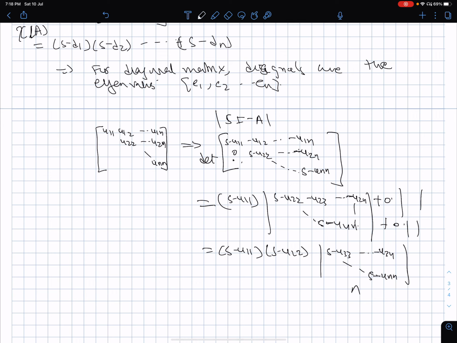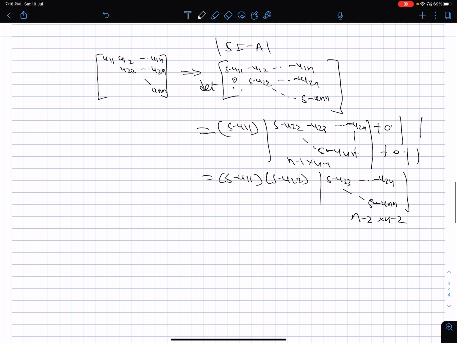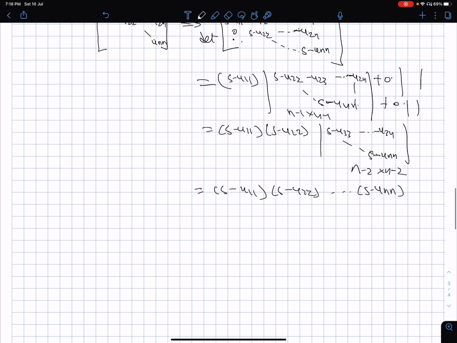Now the first time this was calculated as an n minus 1 into n minus 1 matrix. Now you will get this as an n minus 2 into n minus 2 matrix. And so if you keep doing this, you will just get s minus unn, which means that the ith eigenvalue lambda i is nothing but equal to uii.